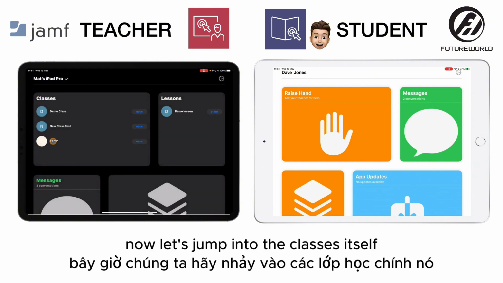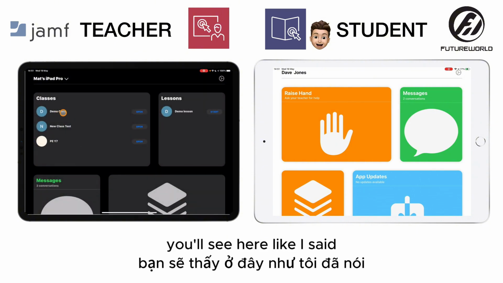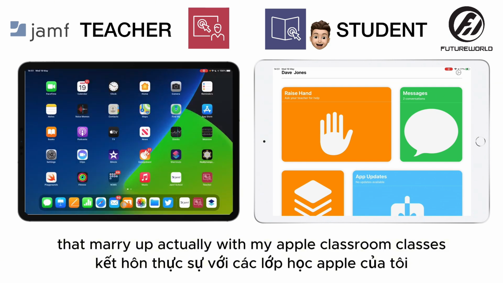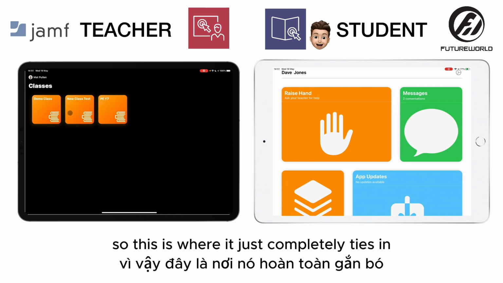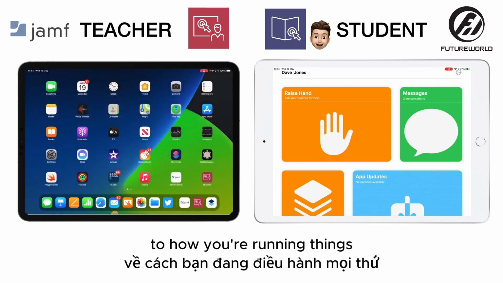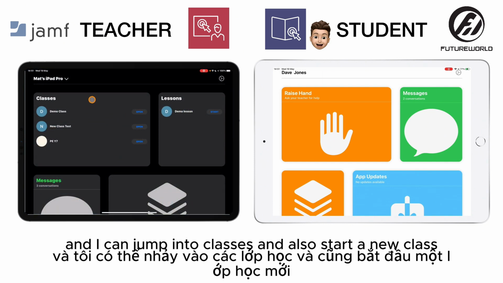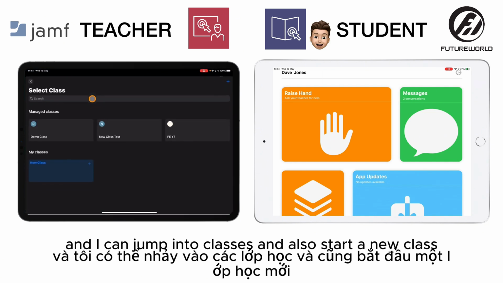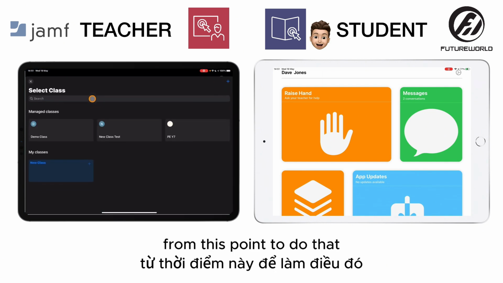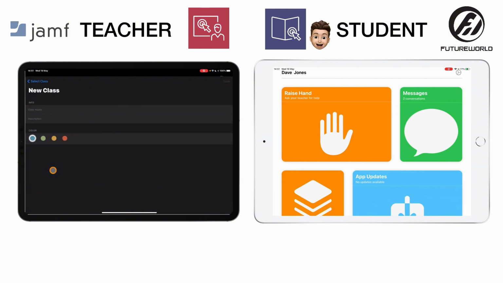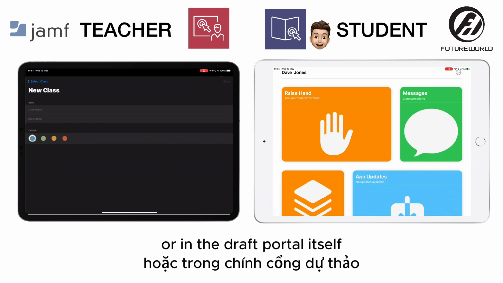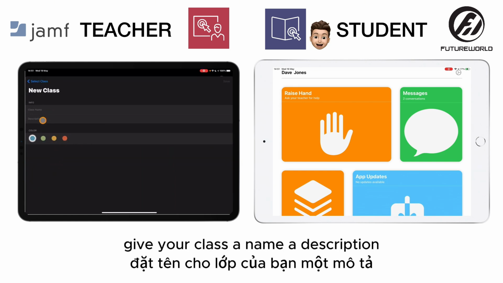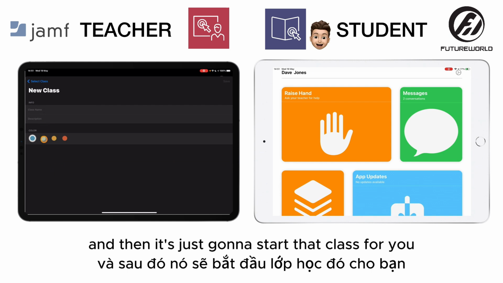Now let's jump into the classes itself. You'll see here, like I said, these are those classes that marry up actually with my Apple Classroom classes. So this is where it completely ties in to how you're running things. And I can jump into classes and also start a new class from this point. To do that, same process as you would do if you were making one in Apple Classroom or in the Jamf portal itself. Give your class a name, a description, a color, and then it's just going to start that class for you.